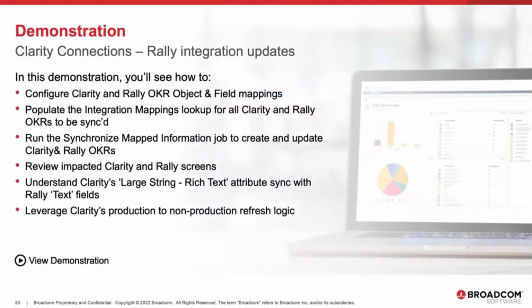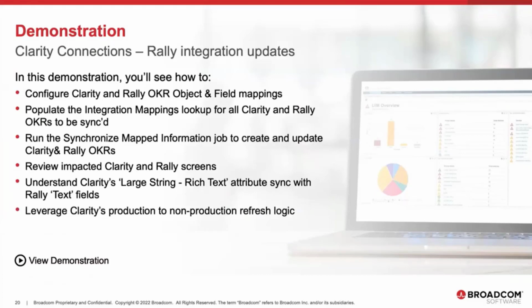So let's move on to the demo. In this demonstration, we'll see how to configure Clarity and Rally OKR object and field mappings. We'll populate the integration mapping lookup for those Clarity and Rally OKRs to be synced. We'll actually run the sync job. We'll run the sync mapped information job to create and update the Clarity and Rally OKRs. We'll take a look at those Rally and Clarity screens that are impacted following that sync job. We'll also understand more about Clarity's rich text attribute and how it syncs with Rally. And then we'll take a look and leverage Clarity's prod to non-prod refresh logic.